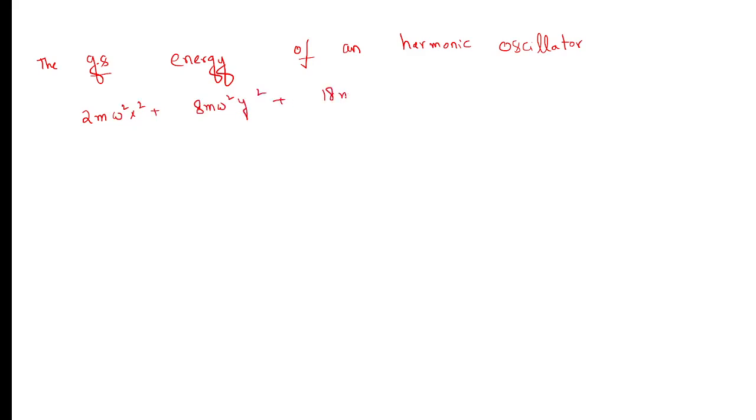Here goes another question. The ground state energy of a harmonic oscillator is given as 2m omega square x squared plus 8m omega square y squared plus 18m omega square z squared. So, what's the ground state energy?